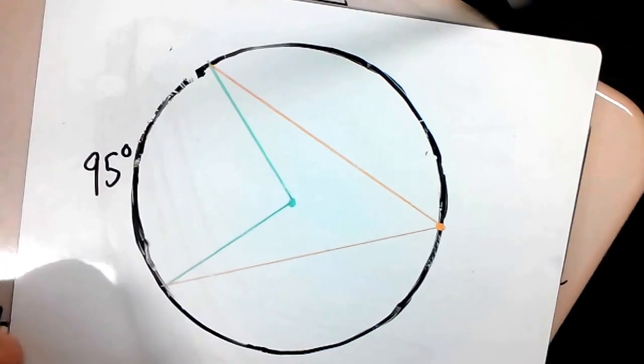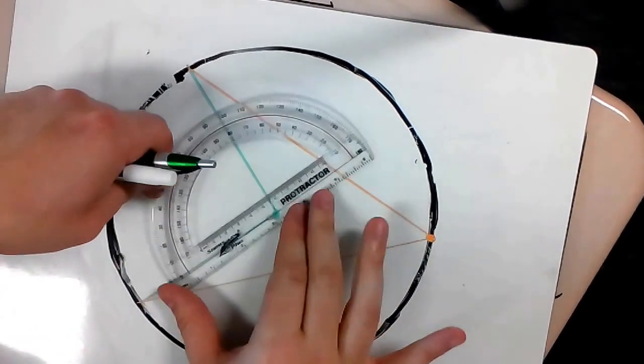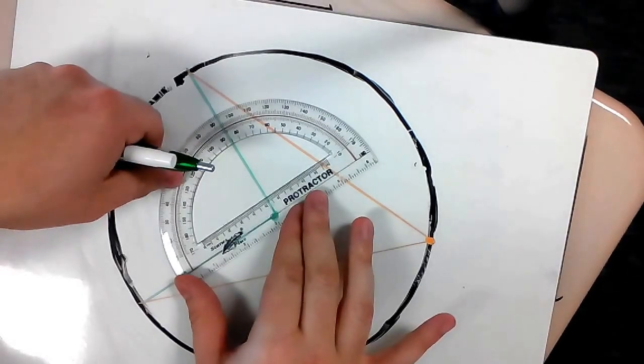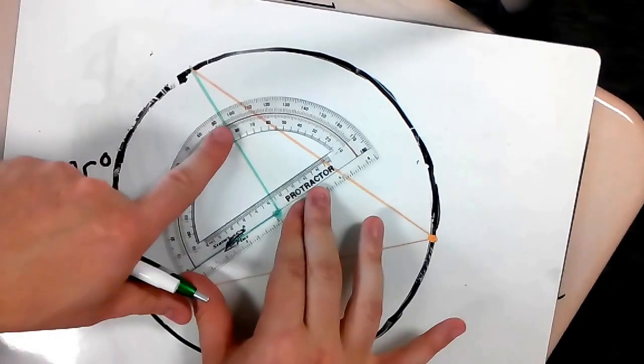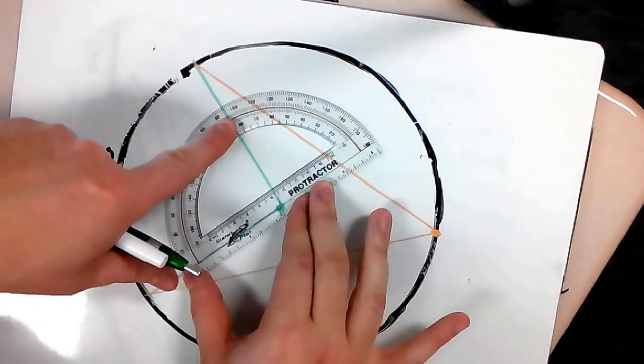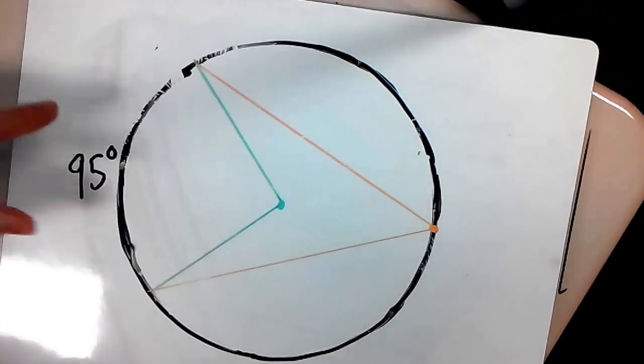This here in green is a central angle. When I take my protractor and I measure this angle, I get, and this is probably hard to see on the video, 95 degrees. Now, if I can get this off, there we go.